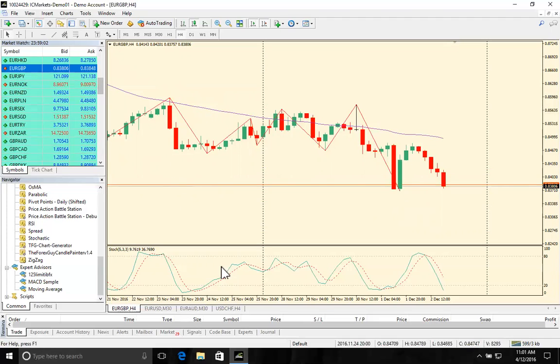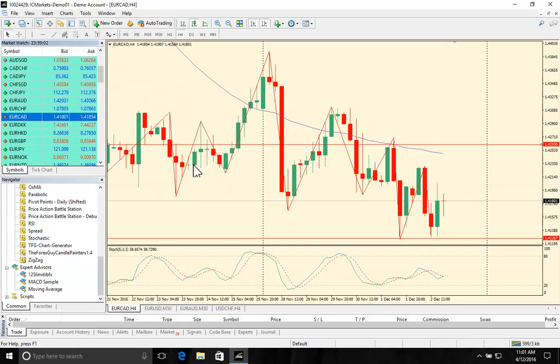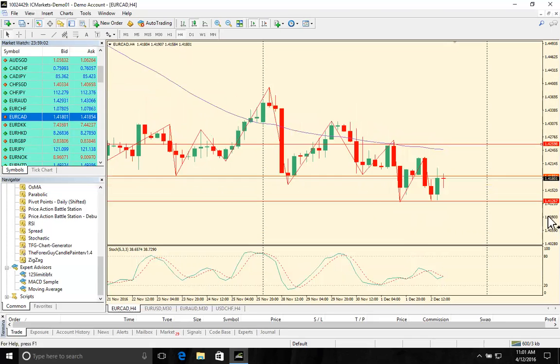We end up actually getting the wrong one. Which currency were we looking at before? Euro Canadian. This one? Yep.